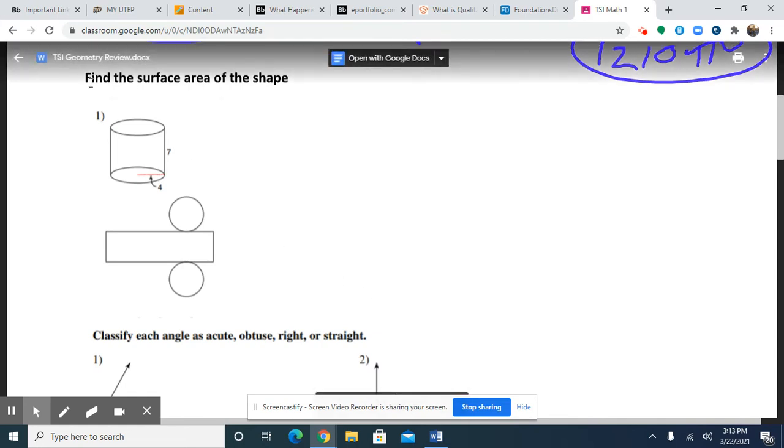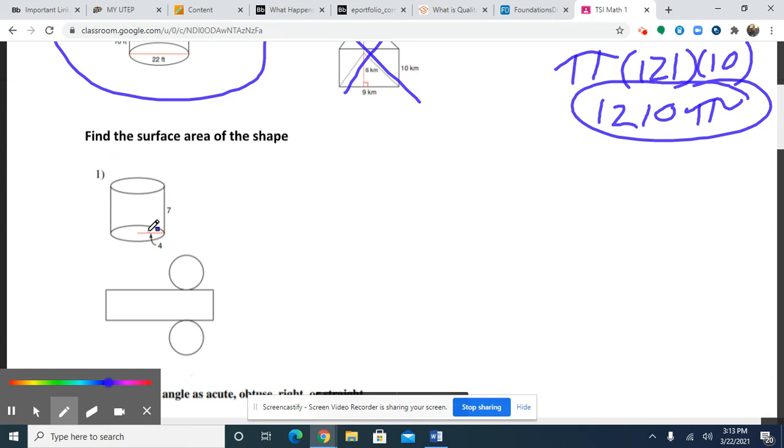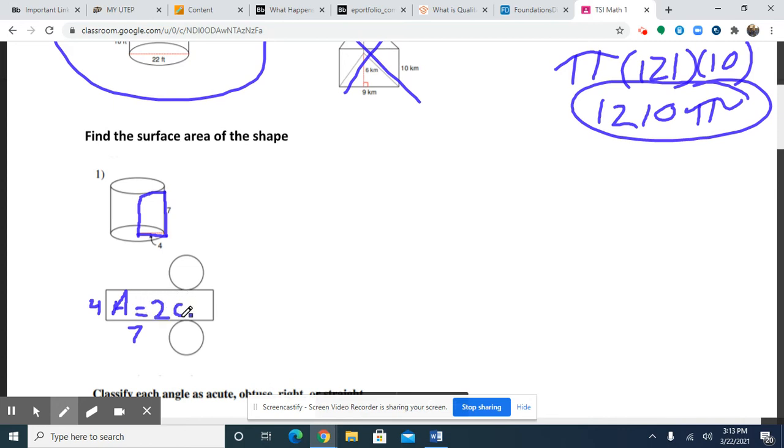Now let's look at the surface area. Now we're going to look at the surface area of the cylinder. What that means is that we are going to have a rectangle with sides of 4 and 7. The rectangle has a side of 4 and a side of 7. That's the rectangle. So to find the area, we're going to multiply those two. So 7 times 4, which gives us 28.